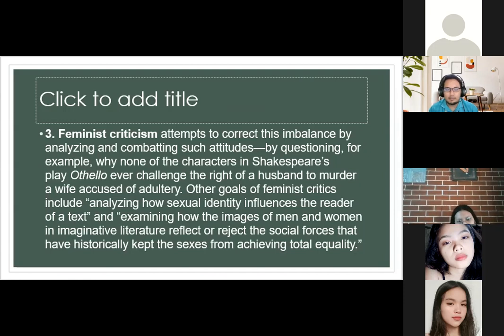The feminist approach comes later, actually. So in the feminist approach, just like what I mentioned earlier, it attempts to correct the imbalance by analyzing and combating such attitudes, for example, by questioning. Again, this is not overpowering the male, but this is just balancing it. So there's no dominance, no one dominating, and no one oppressed. So feminist criticism examines images of women and concepts of the feminine in myth and in literature.